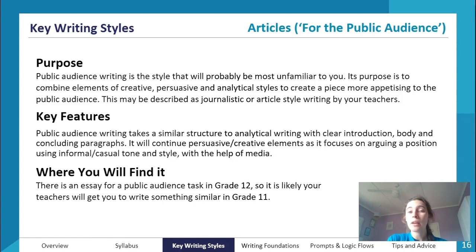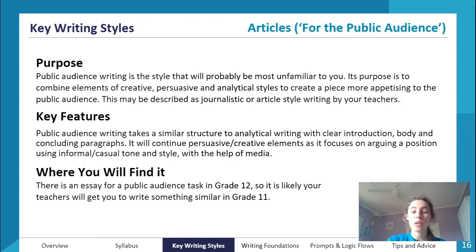We don't usually go out and just read essays or persuasive speeches for enjoyment, but we do go out and read articles on online platforms and in the newspapers, and columns and blogs, that kind of thing. So it could be described as more journalistic by your teachers. A key feature is that it's similar to analytical writing in terms of structure, because you do have an introduction, your body paragraphs, and concluding paragraphs.